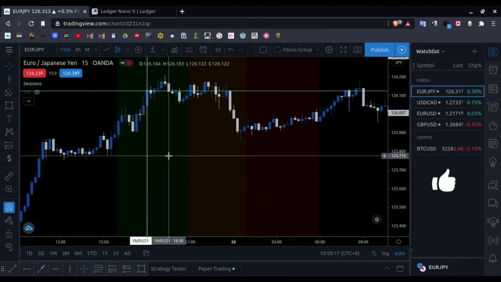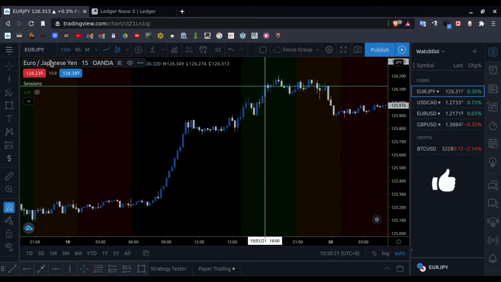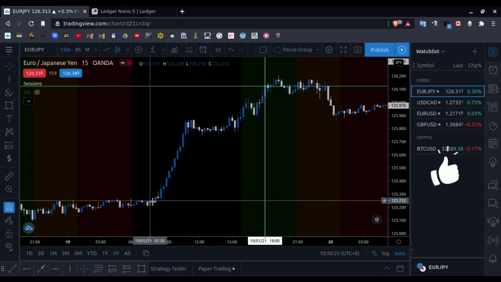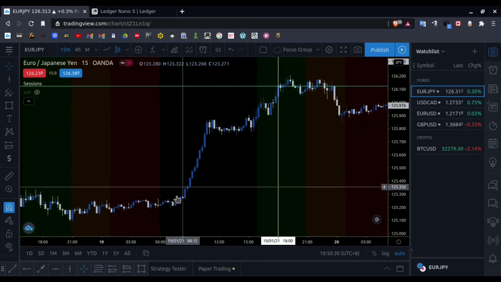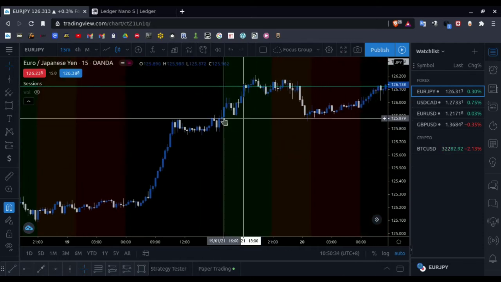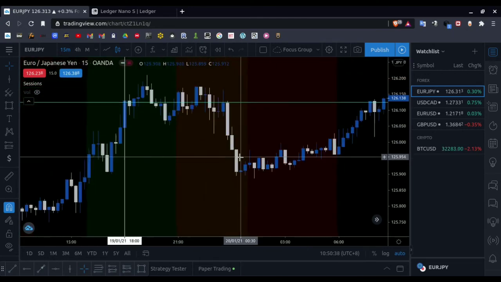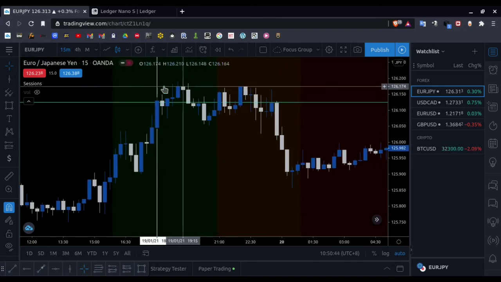Then we use our sessions, and as you can see, since half of Euro JPY is Japanese yen, and Japanese yen is an Asian pair, there's a lot of movement during the Asian session. But during the Asian session price did not come to our zone, but once the London session came through, it tapped our zone. Because Euro is London based, we can definitely look for signals within that period.